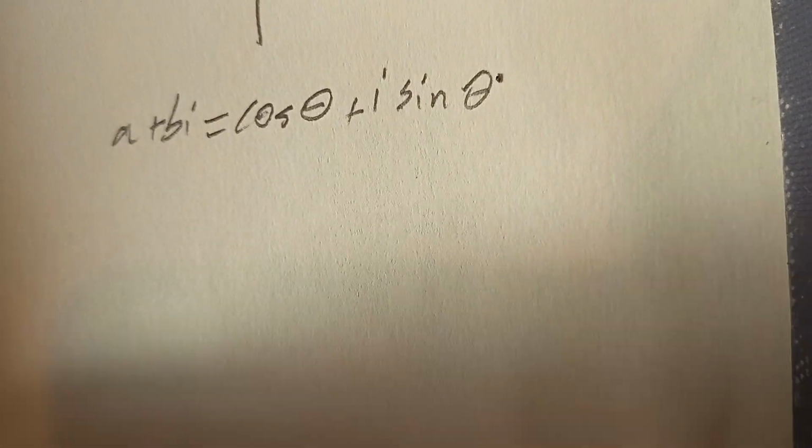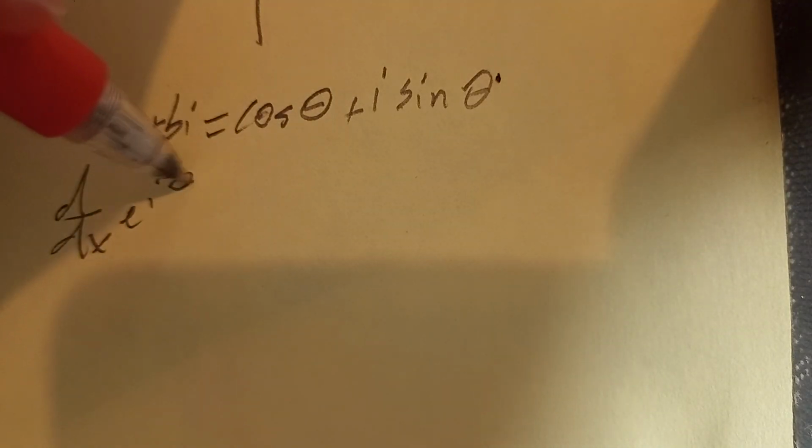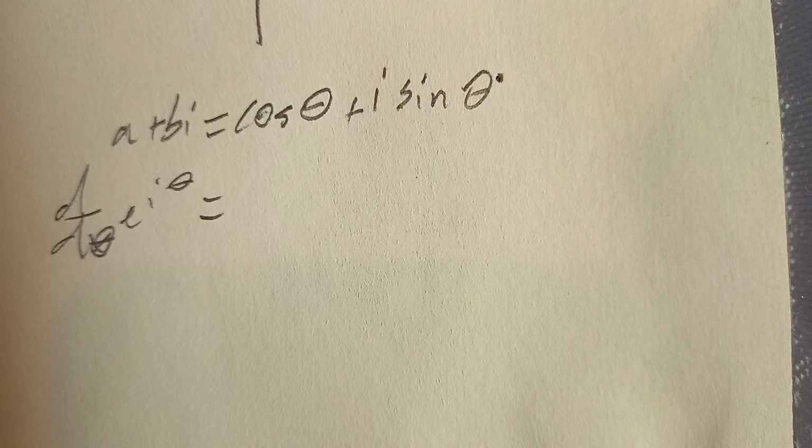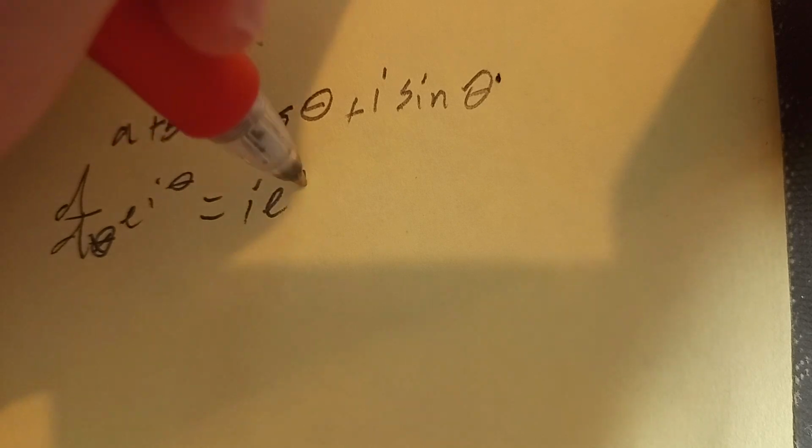So now let's differentiate. Let's differentiate e to the i theta. Not with respect to x, with respect to theta. Well, you could use x, it just changes your variable. It really means the same thing. And this is i e to the i theta. Okay, that's cool. Just chain rule.